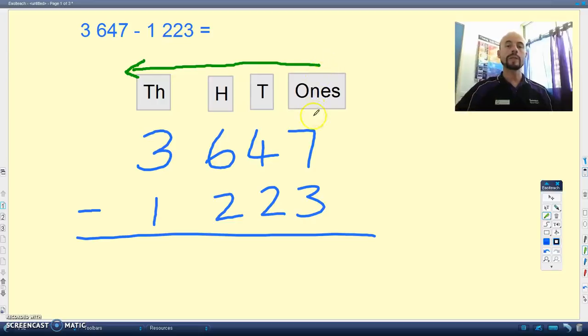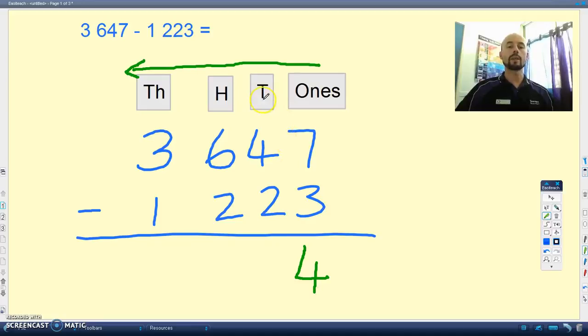Alright, so the first thing we need to ask ourselves is 7 take away 3. So I can use my fingers for that one. 7, count back 3. 1, 2, 3. I'm left with 4. So the answer is 4. So where do I write that? Nice and easy, I write it down here, keeping my numbers lined up in the ones column.